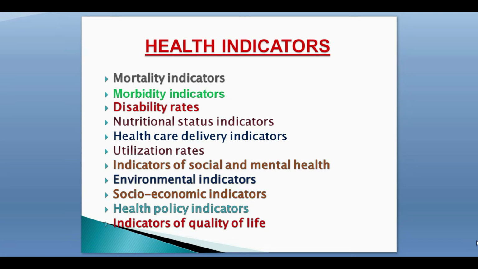What are the different indicators of health? The indicators of health are mortality indicators, morbidity indicators, disability rate, nutrition status indicators, healthcare delivery indicators, utilization rates, indicators of social and mental health, environmental indicators, socio-economic indicators, health policy indicators, and indicators of quality of life.